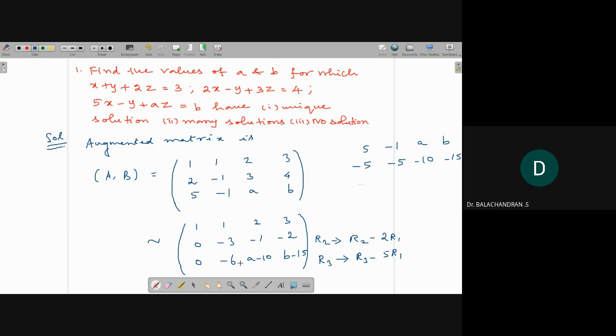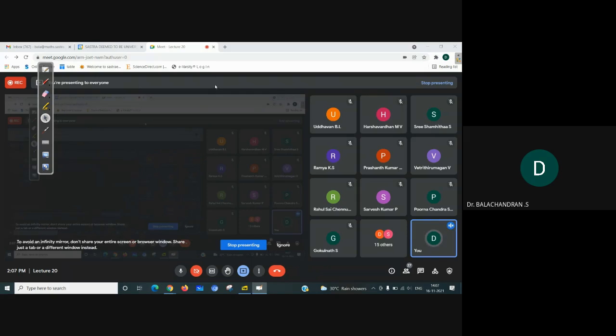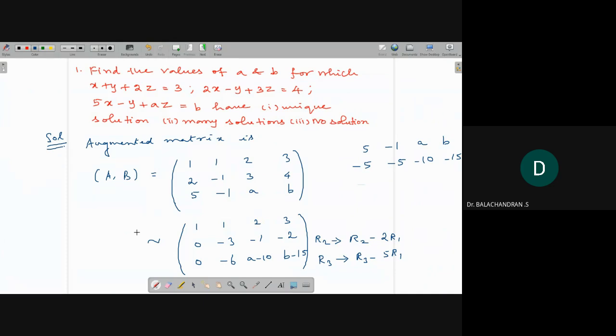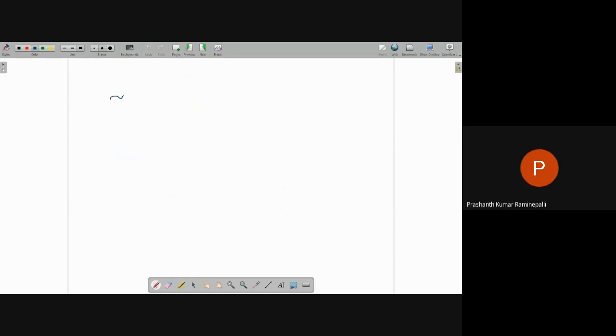So next I need to convert this element to 0, using this diagonal element. So I need some operation. Please tell what is the operation we need to use here. R3 gives R3 plus 2R2. Please wait, I will first write. What's the first row? Please tell.